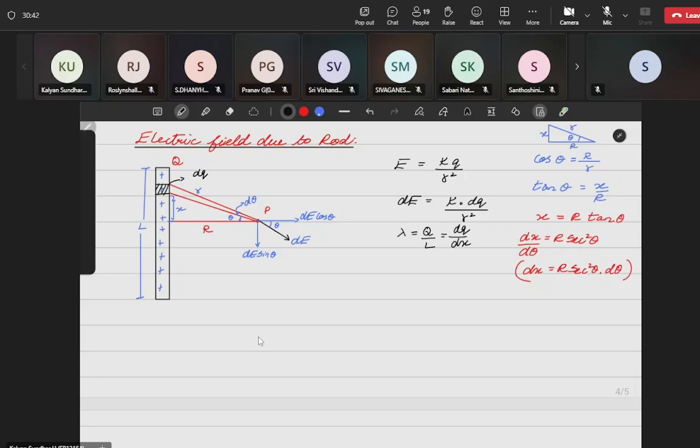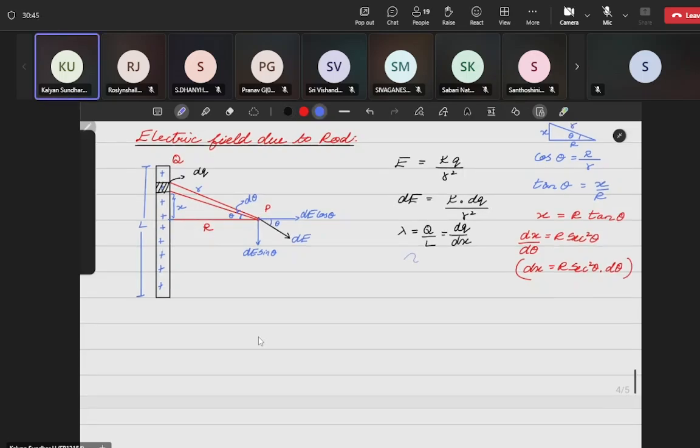Right. So let me write my dE as k divided by small r square into the dq parameter. So k divided by, from this equation, I can write (r by cos theta) the whole square into dq. For r I can write this as r by cos theta.